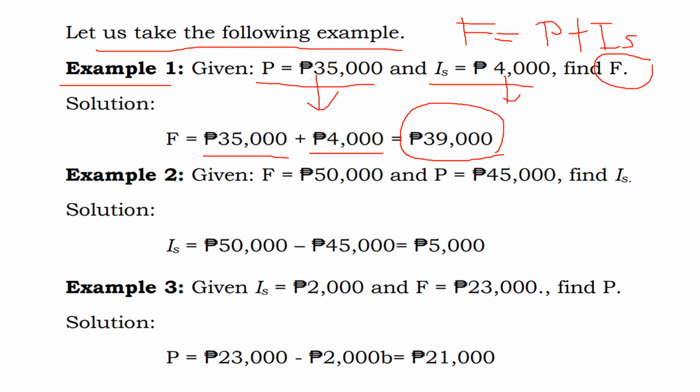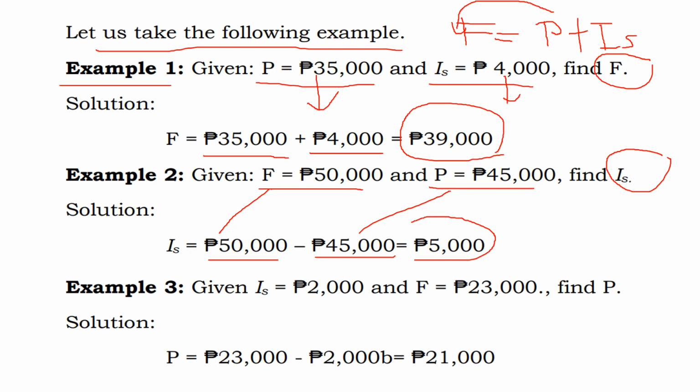Now, for example number 2, there's a given future value and principal, and we're asked to find the interest. Looking at the formula here, we simply transpose this P to the other side, so it becomes IS is equal to F minus P. So your F is 50,000 minus 45,000, which is your P. So your interest now is 5,000 pesos.